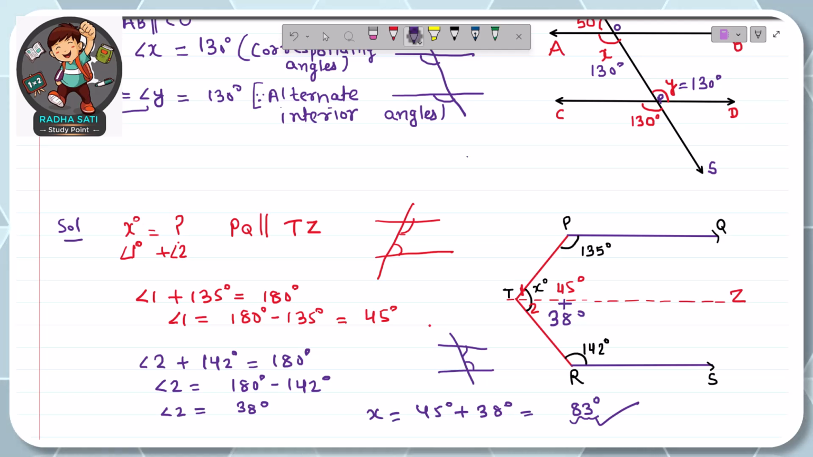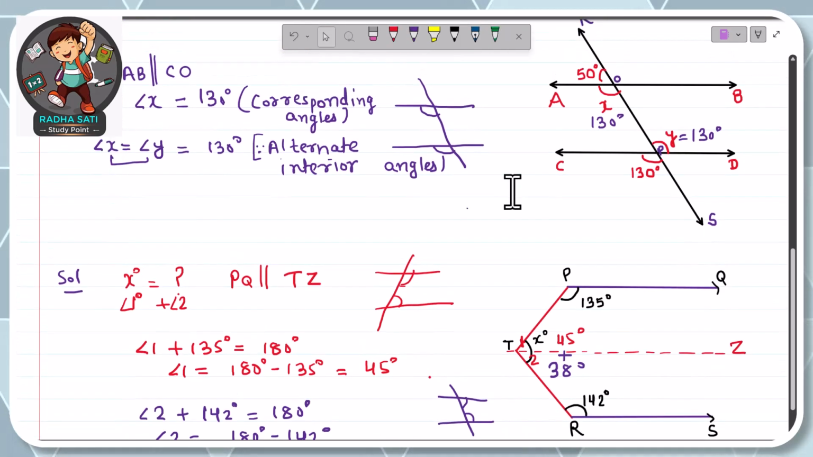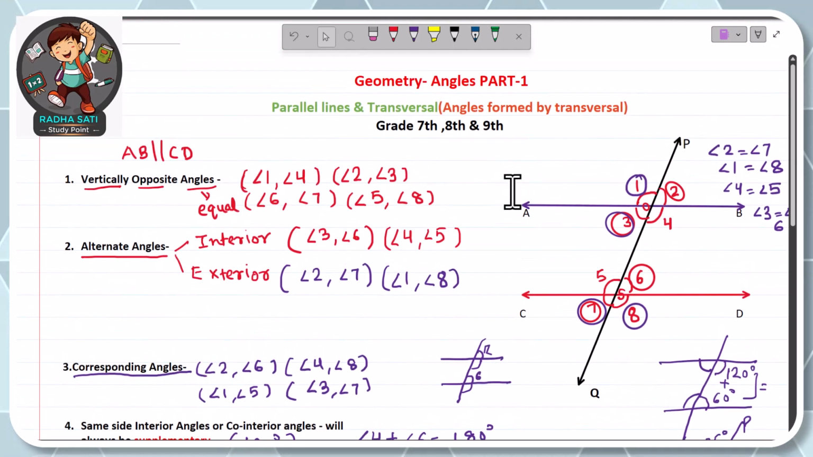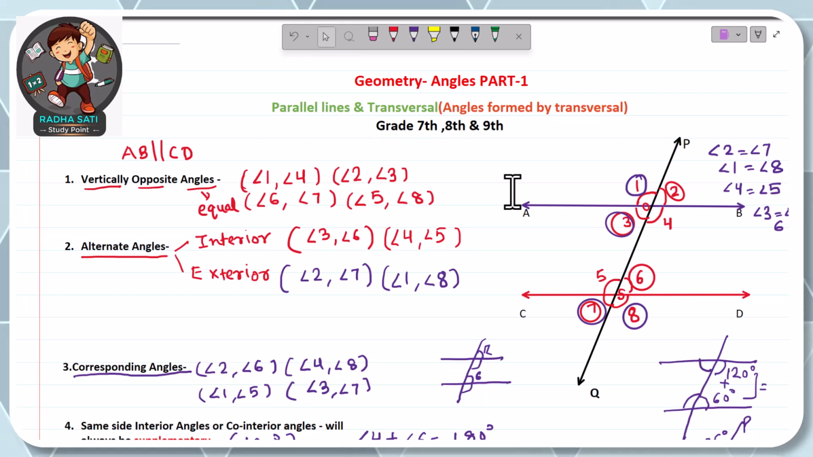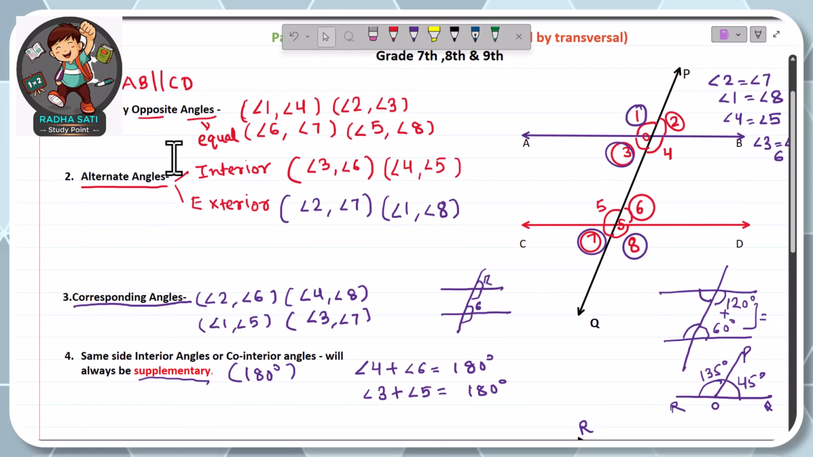Okay, so there are n number of questions possible for this topic. In my next video, I will try to solve some more questions so that you will get the knowledge of this topic deeply. Okay, so first, please watch this video till the end and just try to understand these types of angles, the properties of parallel lines. So once again, vertically opposite angles, alternate angles, corresponding angles.